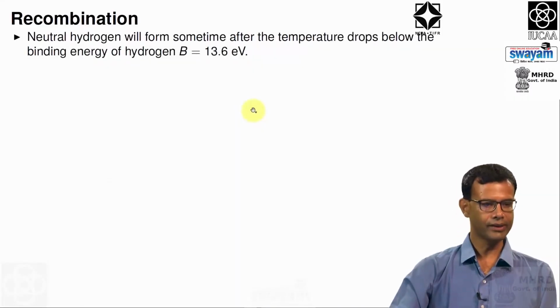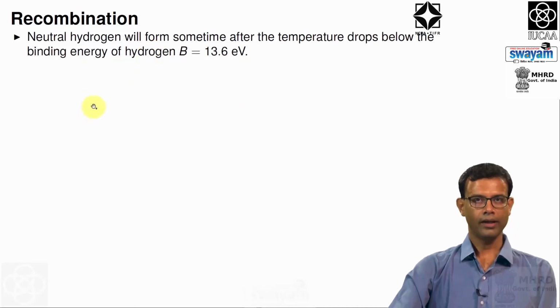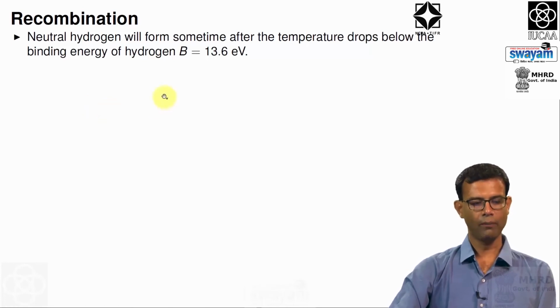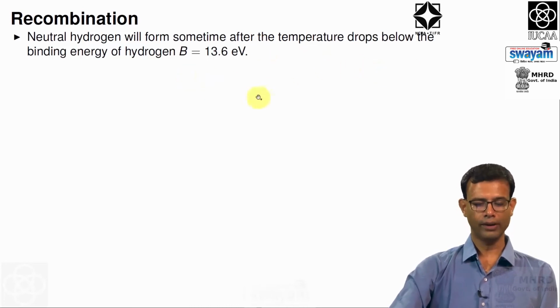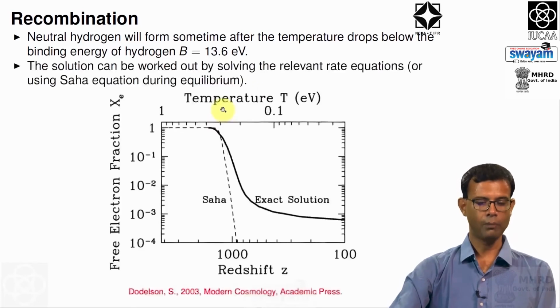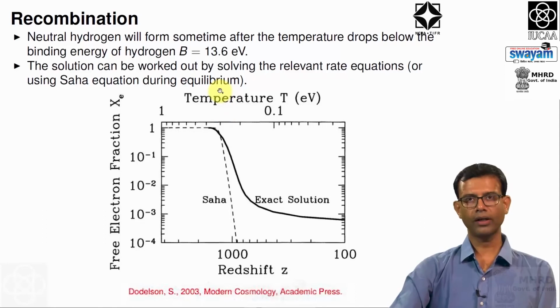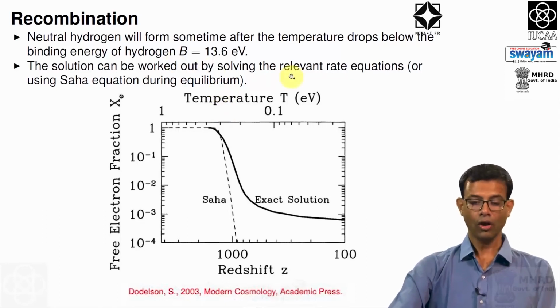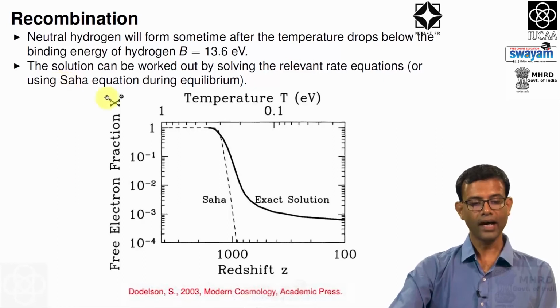The next thing, which is interesting, is the epoch of recombination, where the nuclei, the simplest nuclei, the protons, and electrons come together and form atoms. Now, that will happen when the temperature drops below the binding energy of hydrogen, 13.6 electron volts, because if the temperature is higher than that, the hydrogen cannot be bound. The solution can also be worked out by writing the rate equations, or in this case you can use the so called Saha equation, derived by Meghnad Saha, for example, when the equilibrium holds.